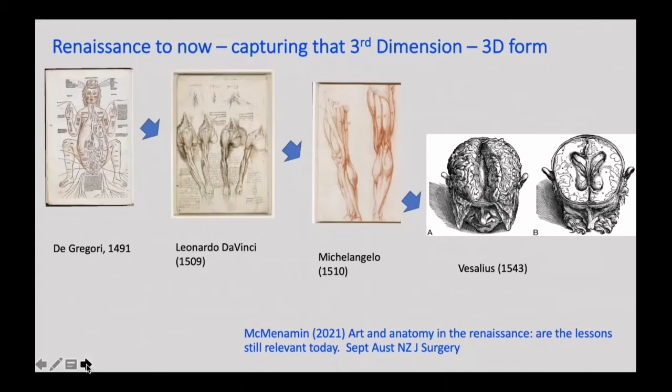But these artists like Michelangelo and Leonardo tried to get depth and perspective into their drawings. They were artists who studied anatomy and did dissect bodies, but it was really Vesalius, as an anatomist, who got other artists to illustrate, and you can see a couple of his illustrations there. He's considered the father of anatomy.